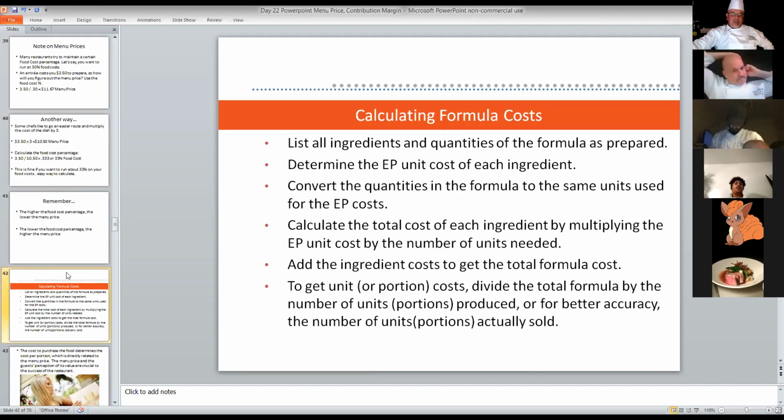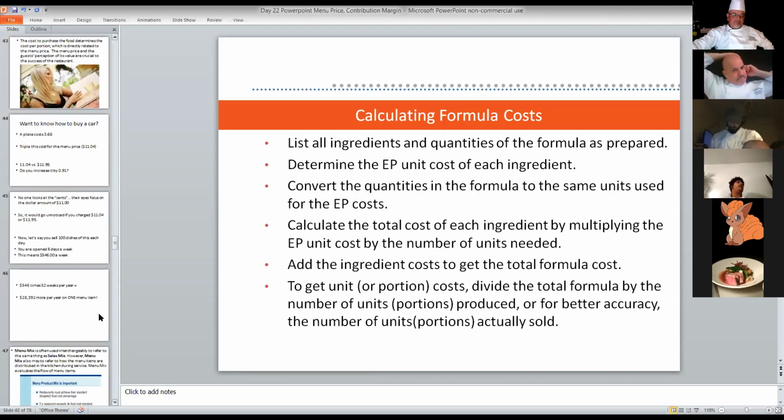So calculating your costs, okay? List all the ingredients and quantities in the formulas prepared on your recipe cost card. For the team, we're not going to go to the AP cost on the items. You're going to cost the recipe straightforward. So we're not going to worry about the AP and the EP. But if you're in the kitchen, you have to figure out these items.